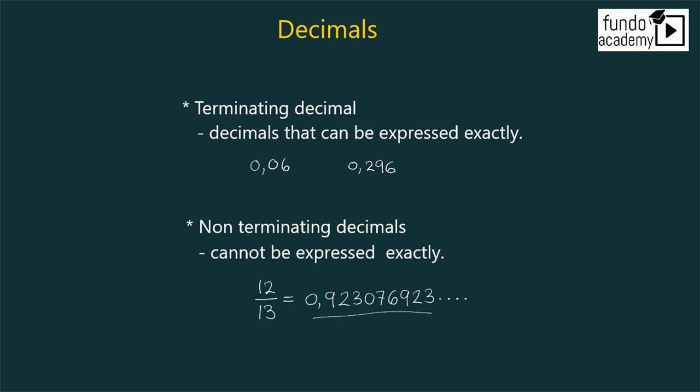And if you're using your calculator, then since your calculator has a fixed number of digits that it can display, it will end somewhere, say here on 3, but that doesn't mean that the decimal has terminated. It will continue to go unto infinity. So we call such decimals non-terminating decimals.